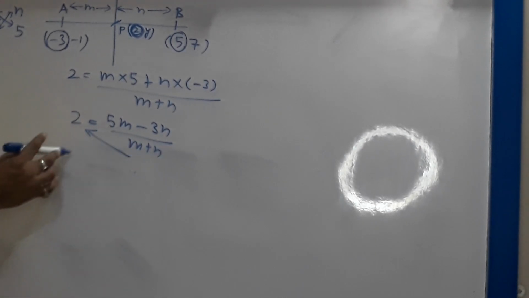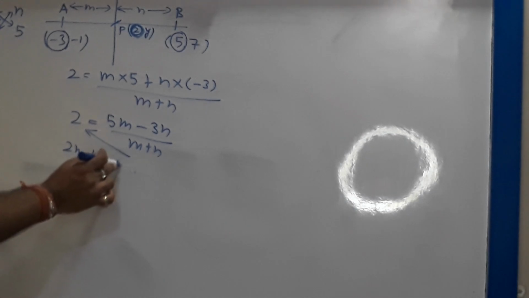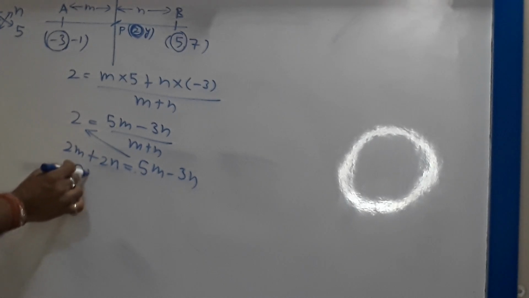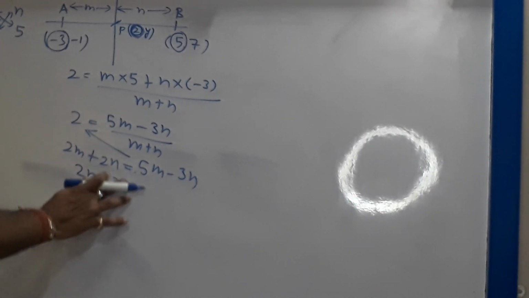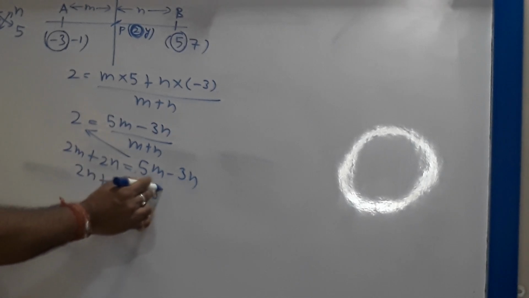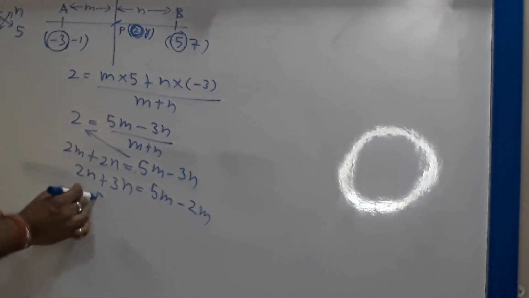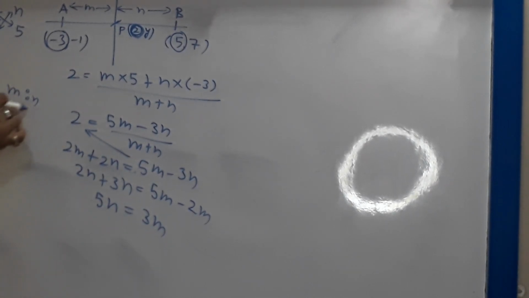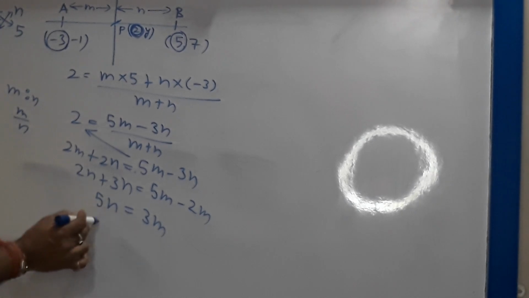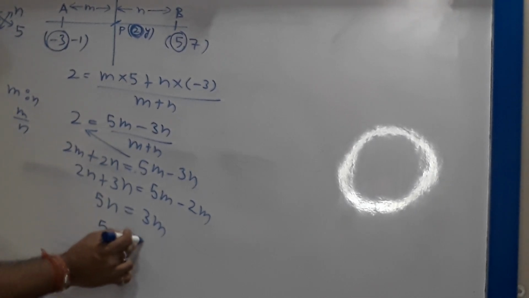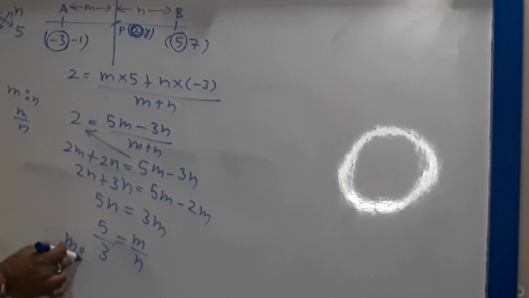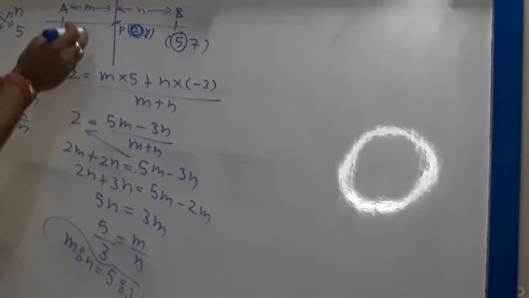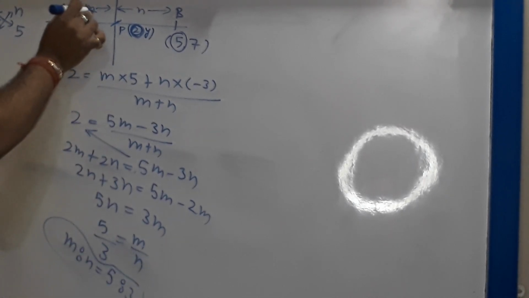Cross multiply. So 2M plus 2N is equal to 5M minus 3N. Take 2M on this side, 3N on this side. 2N plus 3N is equal to 5M minus 2M. So 5N is equal to 3M. We want to find M ratio N, or M upon N. So taking N in the denominator, 5 upon 3 is equal to M upon N. So M ratio N is 5 ratio 3. This is the ratio in which it divides. So my M value is 5, N value is 3.